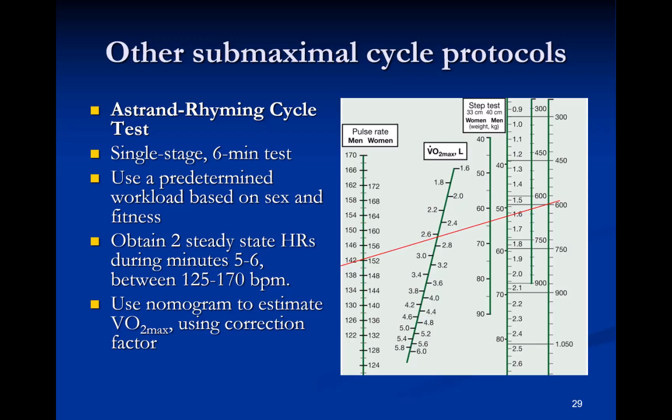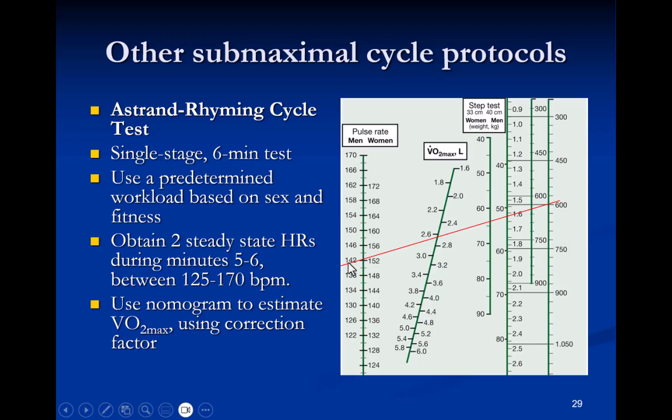All right, so as far as other cycle protocols, another one that we will look at in class is called the Astrand-Rhyming cycle test. In this test, it's just 1 stage. It's a 6-minute test, same workload. The workload's dependent on sex and also fitness level. And then the person just works at that workload for 6 minutes. You need 2 heart rates, generally at the last 2 minutes, minute 5 and 6. As long as the heart rates are between 125 and 170, they're valid. And then you just use this nomogram to estimate VO2 max. You're also going to have to use the correction factor, but we'll talk about that in class.